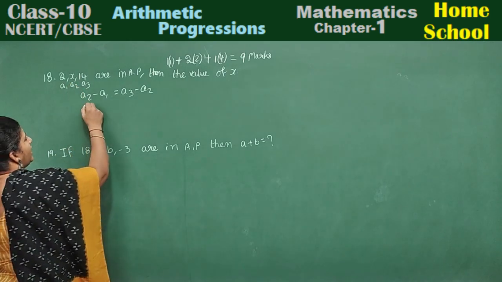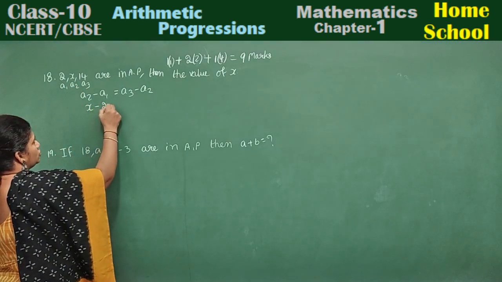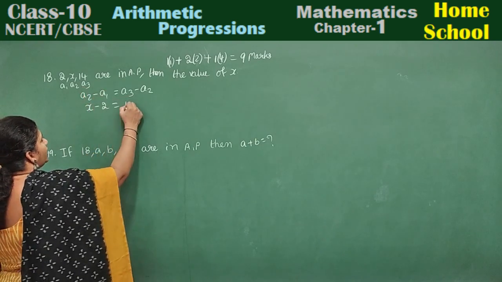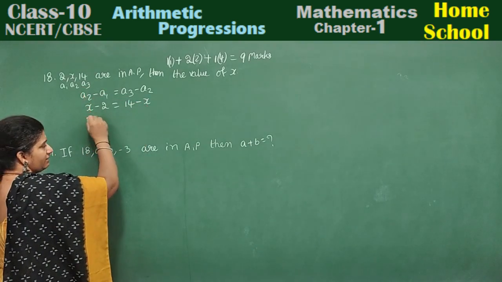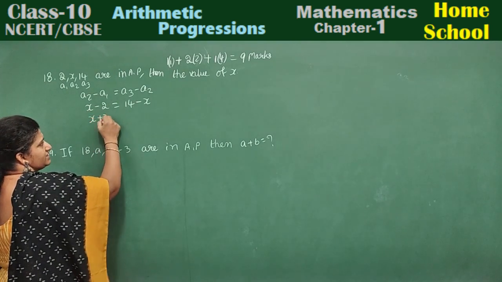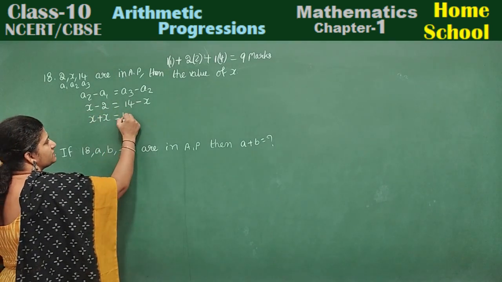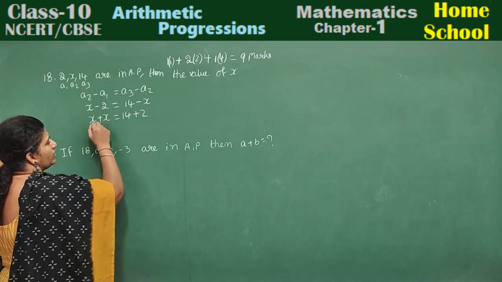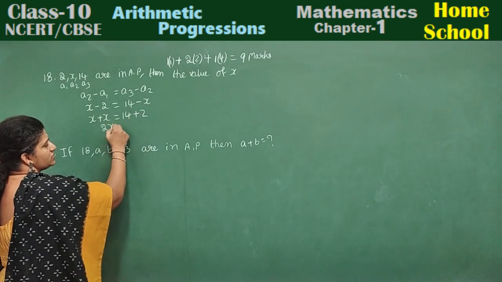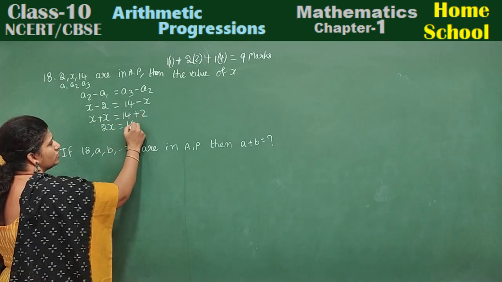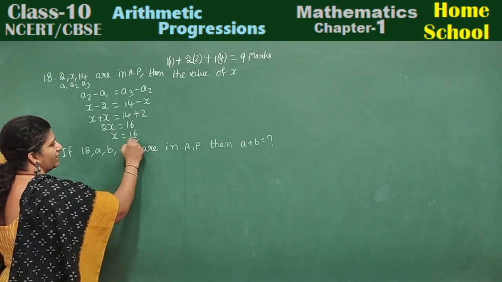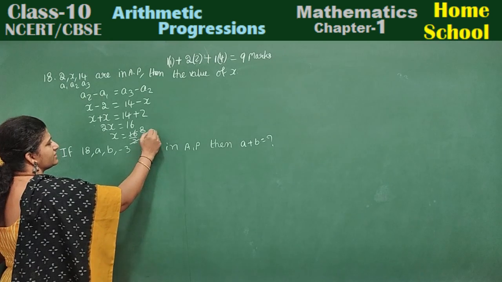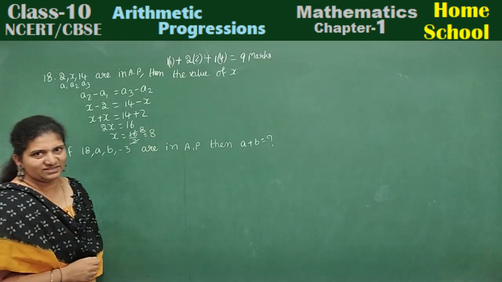So what is the A2 value? X minus 2 is equal to 14 minus X. Minus X, send to the other side, it will be plus X. Minus 2, transpose to the other side, plus 2. X plus X will be 2X. 2X is equal to 14 plus 2, which is 16. X is equal to 16 divided by 2, that is x is equal to 8. That is your answer.